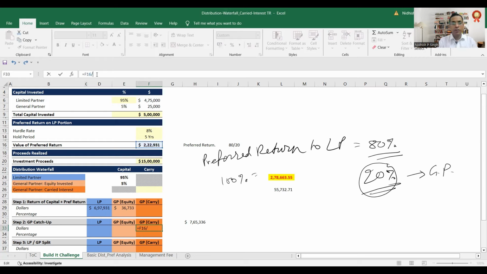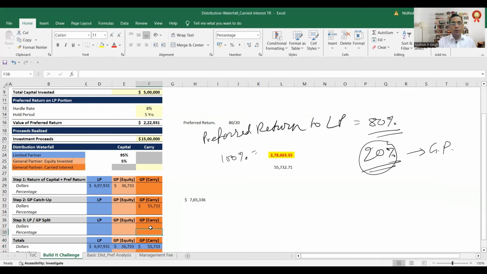Sorry. So we calculate GP catch-up as this amount divided by 0.8 and then multiply by 0.2, which is 20%. 55732. This is what we calculated here. Okay, wonderful. We are able to pay GP carry this much amount as well. So let's say this much is also subtracted here from total cash available. We are still left with 709,000.